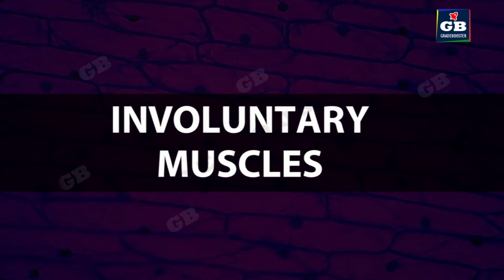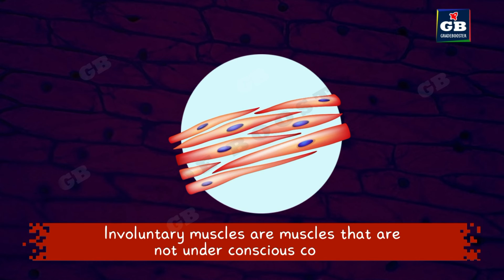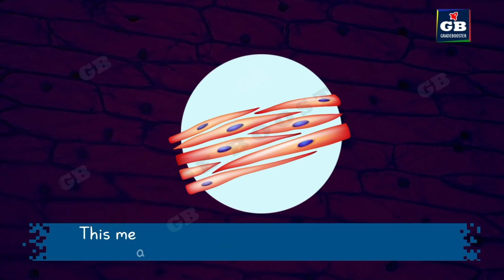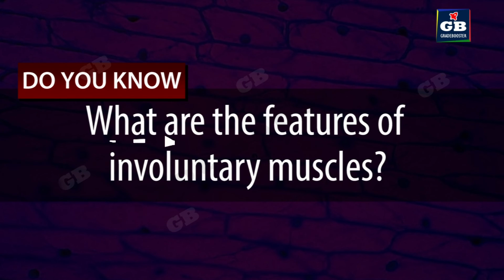Next, involuntary muscles. Involuntary muscles are muscles that are not under our conscious control. This means we cannot control these muscles at our will. Their movement is automatic. What are the features of involuntary muscles?